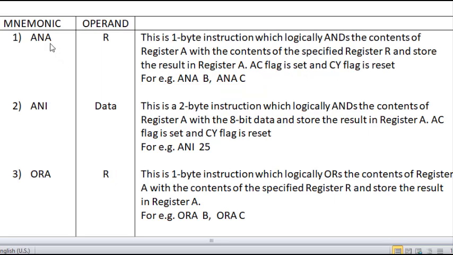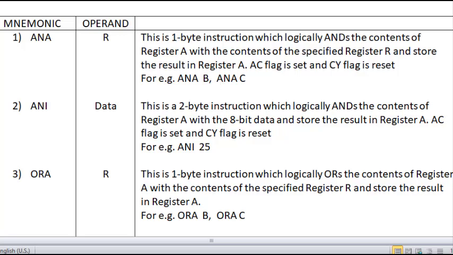The very first logic instruction is ANA R. This is a 1-byte instruction. It logically ANDs the contents of register A with the specified register and stores the result in register A. For the AND operation, the AC flag is set and carry is reset. The examples are ANA B, ANA C.